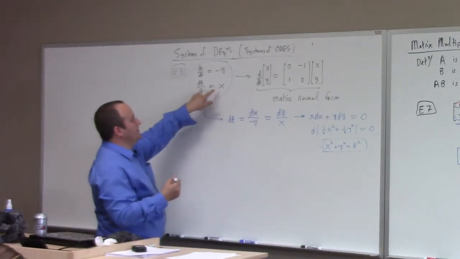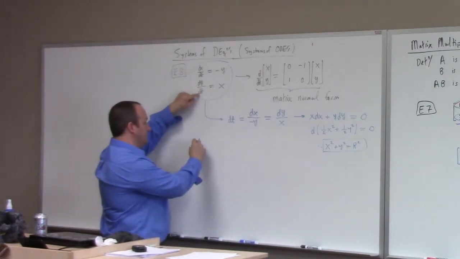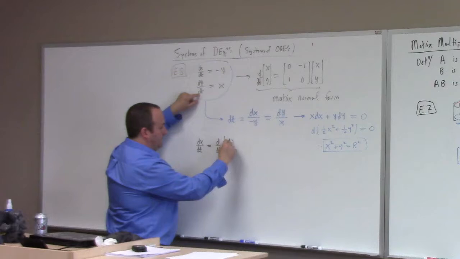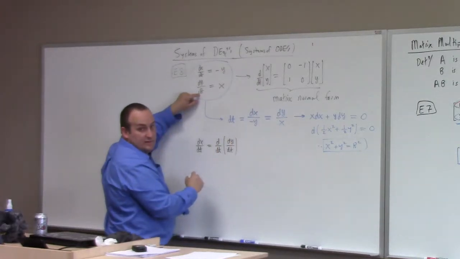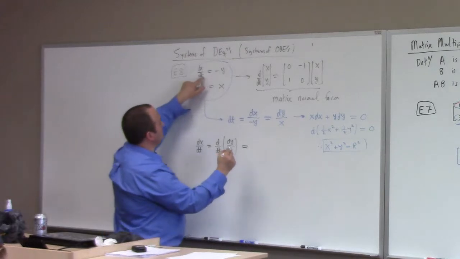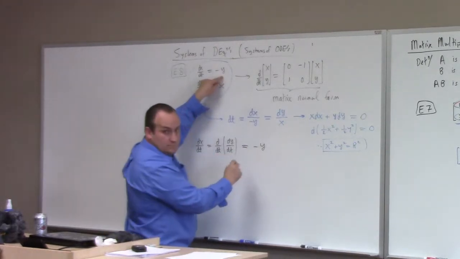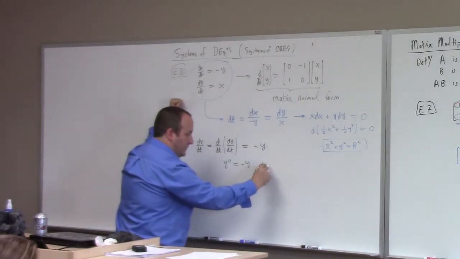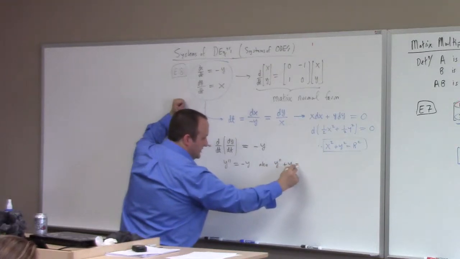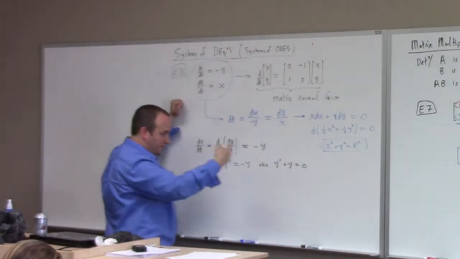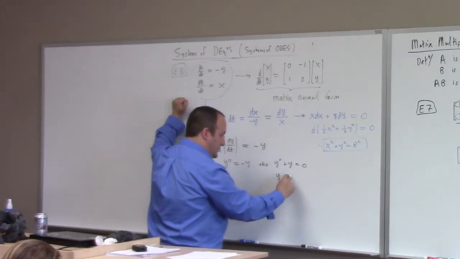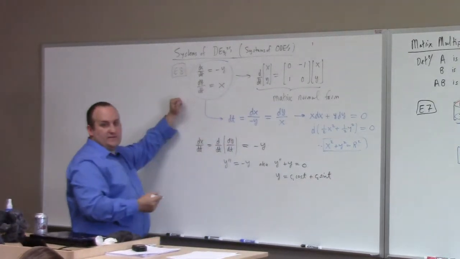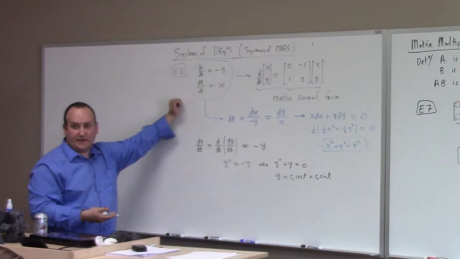How about this? If x is equal to dy/dt, dx/dt is what? It's d/dt of dy/dt, right? And that should be equal to minus y, right? So you see what we have is y'' equals minus y, aka y'' plus y equals 0. And so we can solve how? Well, y equals c1 cosine t plus c2 sine t, because this is lambda squared plus 1 equals 0, and the solution is plus or minus i. That's our solution.